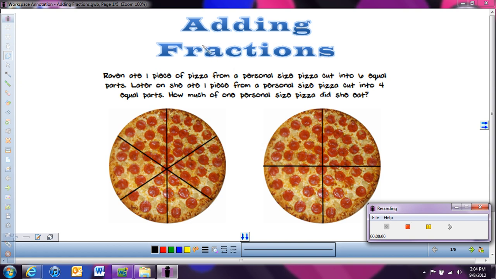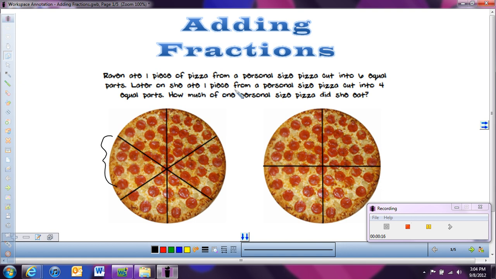In this lesson, we're going to be adding fractions. And so we're going to start with this example that I have here. It says that Raven ate one piece of pizza from a personal-sized pizza cut into 6 equal parts. So that would be over here. Ate one of the 6 pieces, right here.